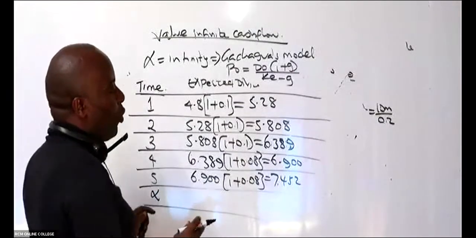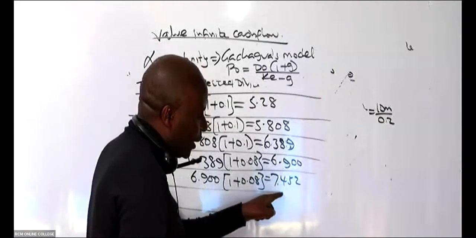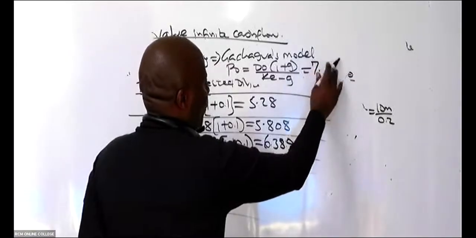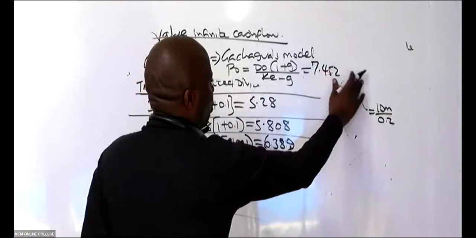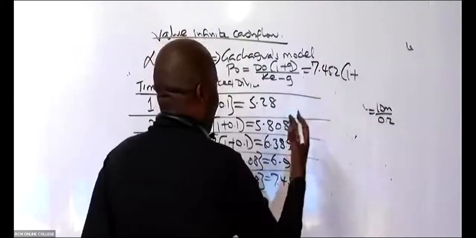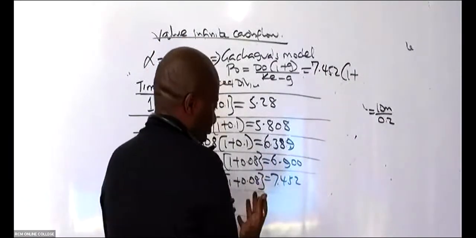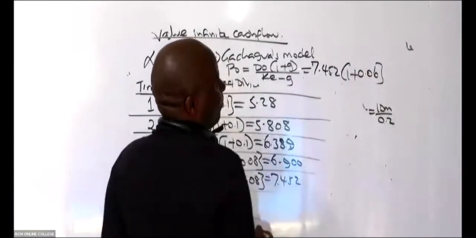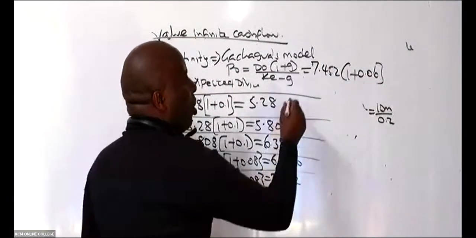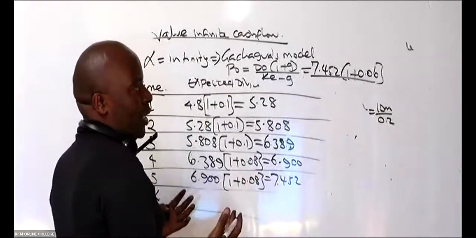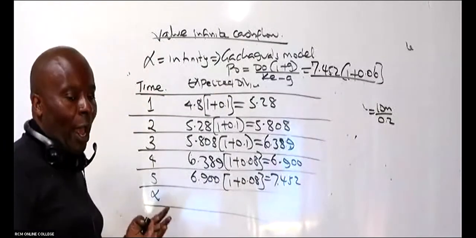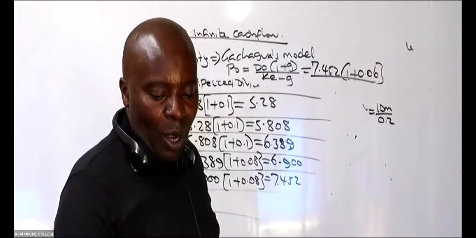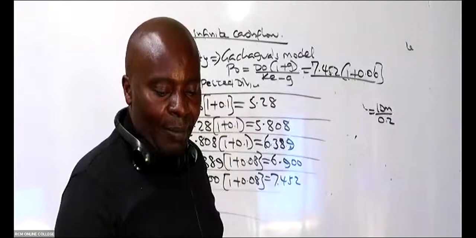Now, ladies and gentlemen, please listen. Our D0 will be our most current dividend. This dividend here, the most current dividend. So this will be 7.452 into 1 plus the perpetual growth rate. The perpetual growth rate is 0.06, all over the cost of equity. Cost of equity or required return has been given by the examiner.